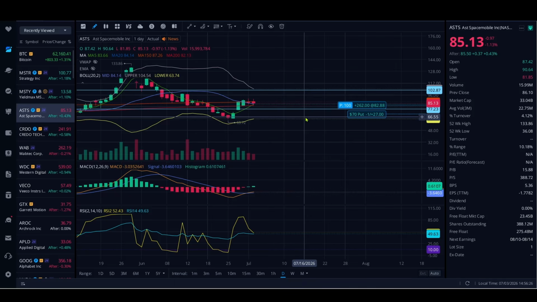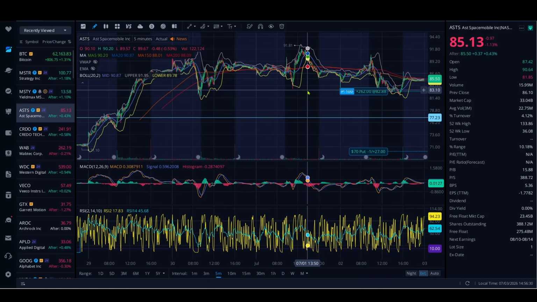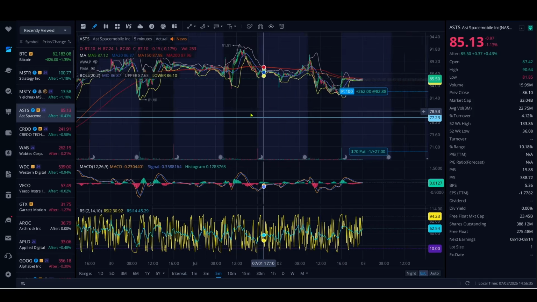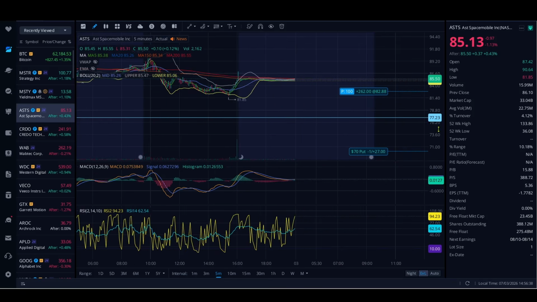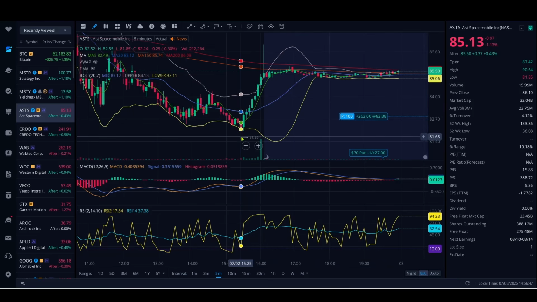So let's just take a fun look at a 5-minute chart right here, and let's just see if it did or how much it did move up at the end of the day. So we'll slide right over here. I got it around that 4:30 mark, and that's right here.